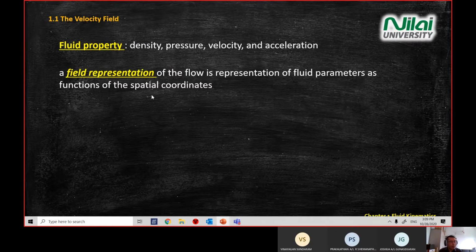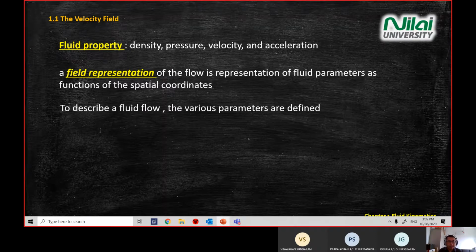Now there's a blank there for question 2. A field representation is a function of spatial coordinates. A field representation of the flow is a representation of fluid parameters as a function of spatial coordinates. So we're going to look at the field definition later on.